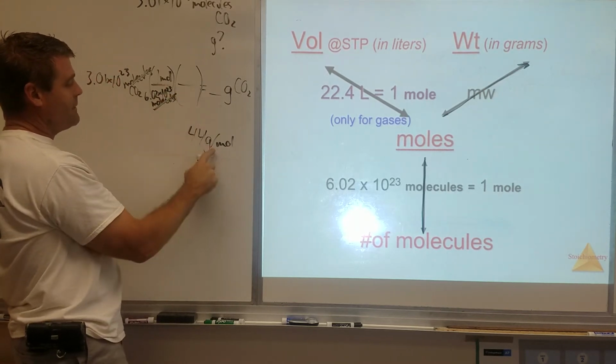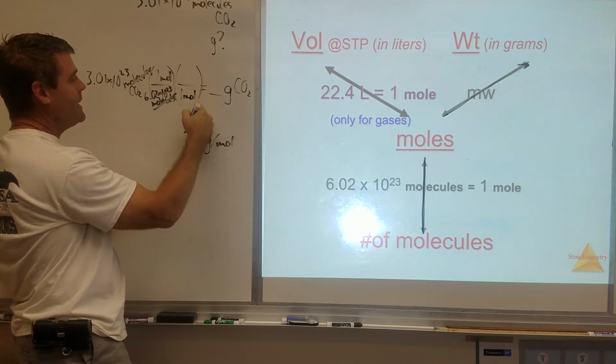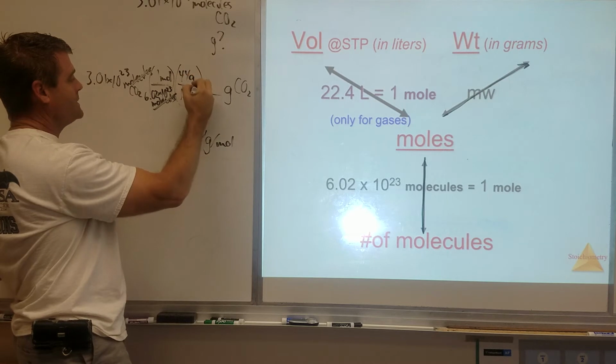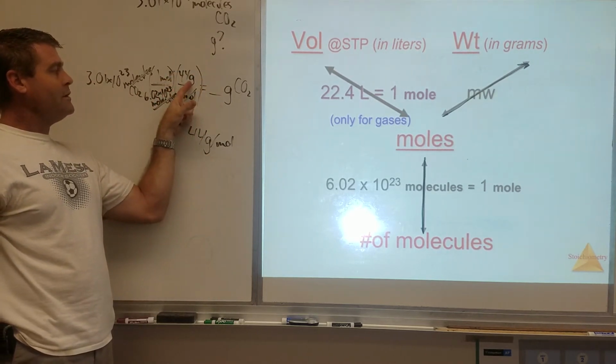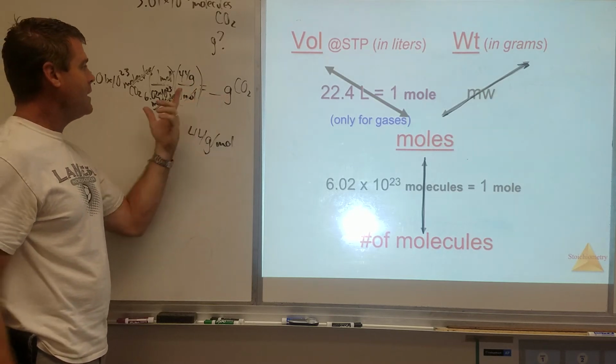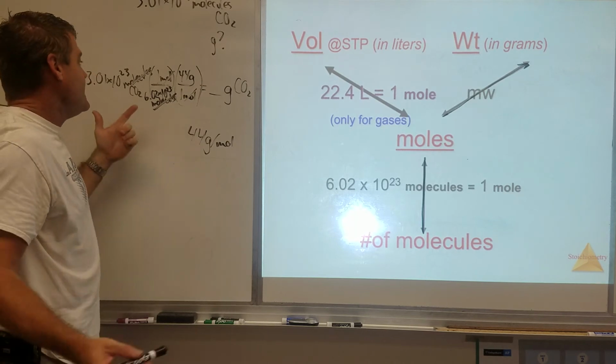So I have mole on top. What do I want to put on the bottom? Remember, it's always per 1 mole. So I'm going to put the 1 mole on the bottom, and that's equivalent to 44 grams on top. And then you guys see, if you do it right, the only unit left standing is the grams, which is right here. Once again, I multiply all the numbers on top, and I divide all the numbers on the bottom.